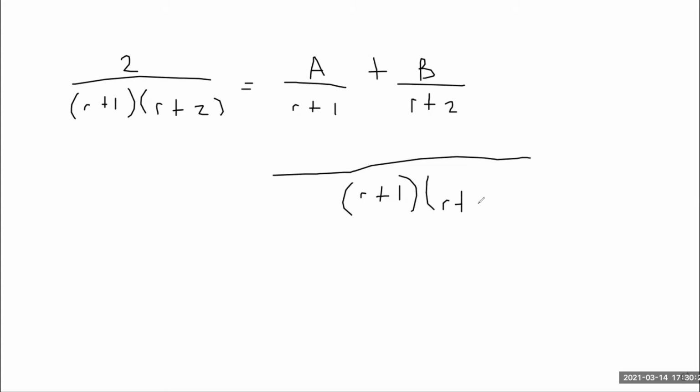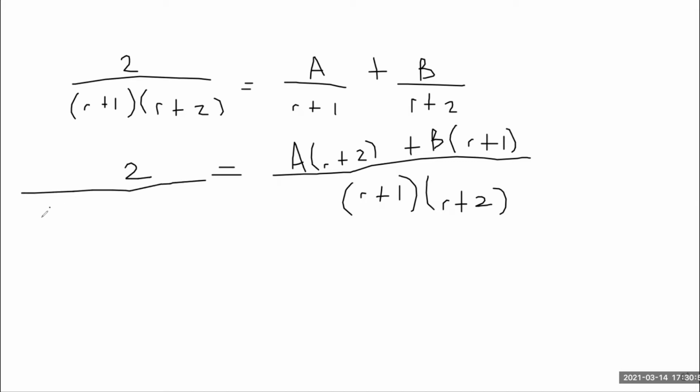This is what we get. Now r plus 1 into this leaves r plus 2, so it's going to be a times (r+2). Then plus, r plus 2 into this leaves r plus 1, so it's going to be b times (r+1). We're good so far. And of course, this is equal to 2 over (r+1)(r+2).